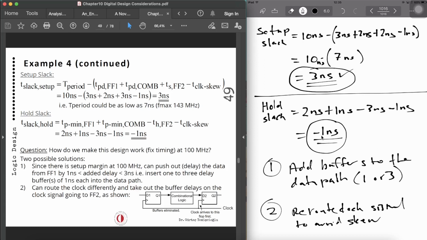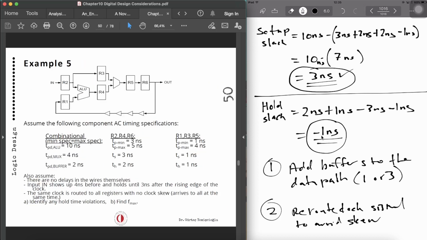Right, so we have got one more example about this, which is example 5. So we have got different paths, as you can see. So we have to do a complete analysis. The AC timing specifications are all given for us. There are no delays in the wires. Input in shows up 4 nanoseconds before and holds until 3 nanoseconds after the rising edge of the clock. The same clock is routed to all registers. There are no clock skews. Arise all at the same time, identify any hold time violations, and find the Fmax.